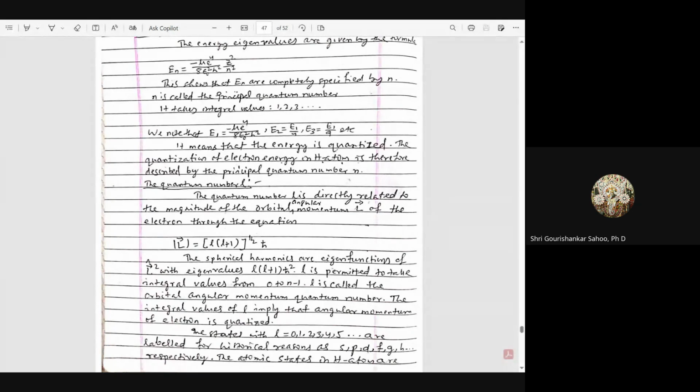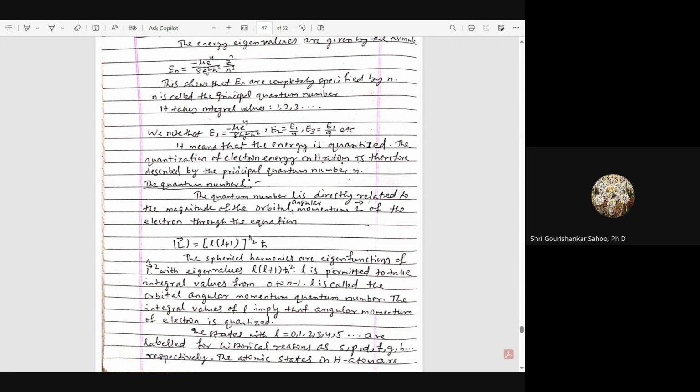Then your quantum number l is the orbital angular momentum quantum number, and it is directly related to the magnitude of the L vector of the electron through the equation: modulus of L vector is equal to [l(l+1)]^(1/2) ħ, and the spherical harmonics are eigenfunctions of L² with the eigenvalues l(l+1)ħ², and l is permitted to take integral values from 0 to n−1.